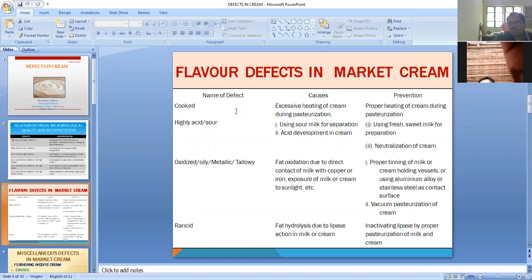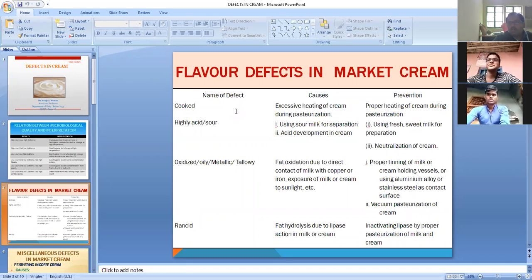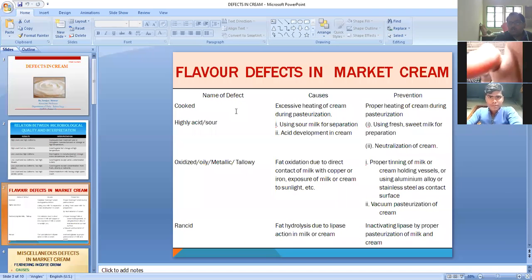So we can opt for pasteurization of cream. During pasteurization, if we heat the cream more than the temperature required for pasteurization, our cream definitely undergoes a higher heat treatment, and there may be chances of cooked flavor in the cream.